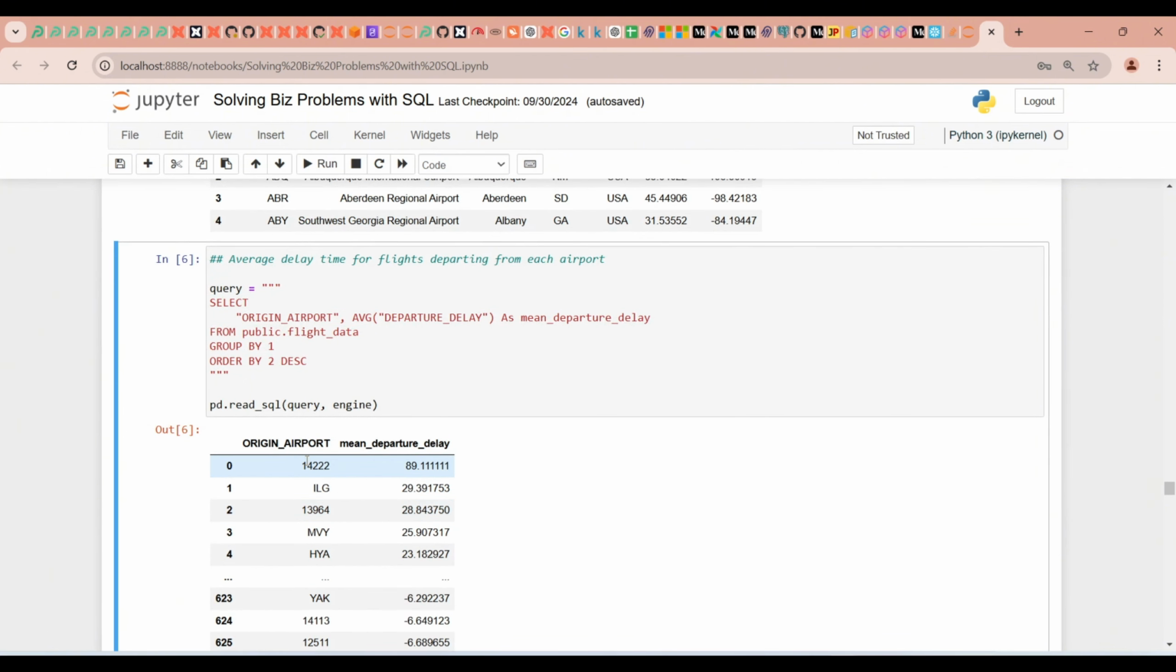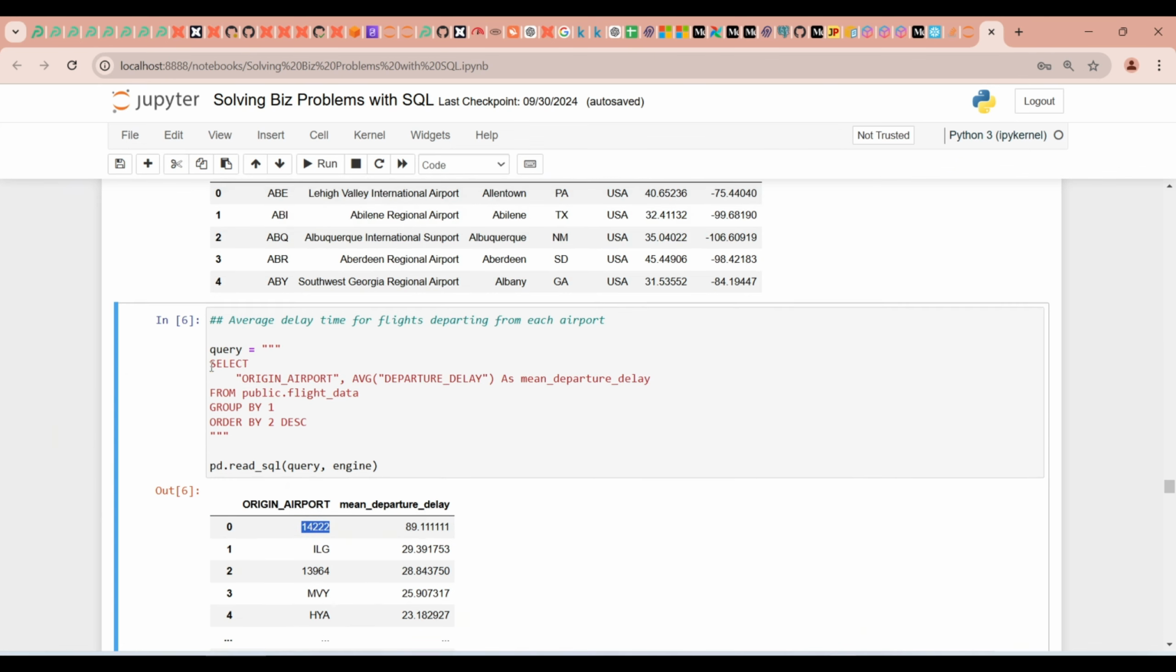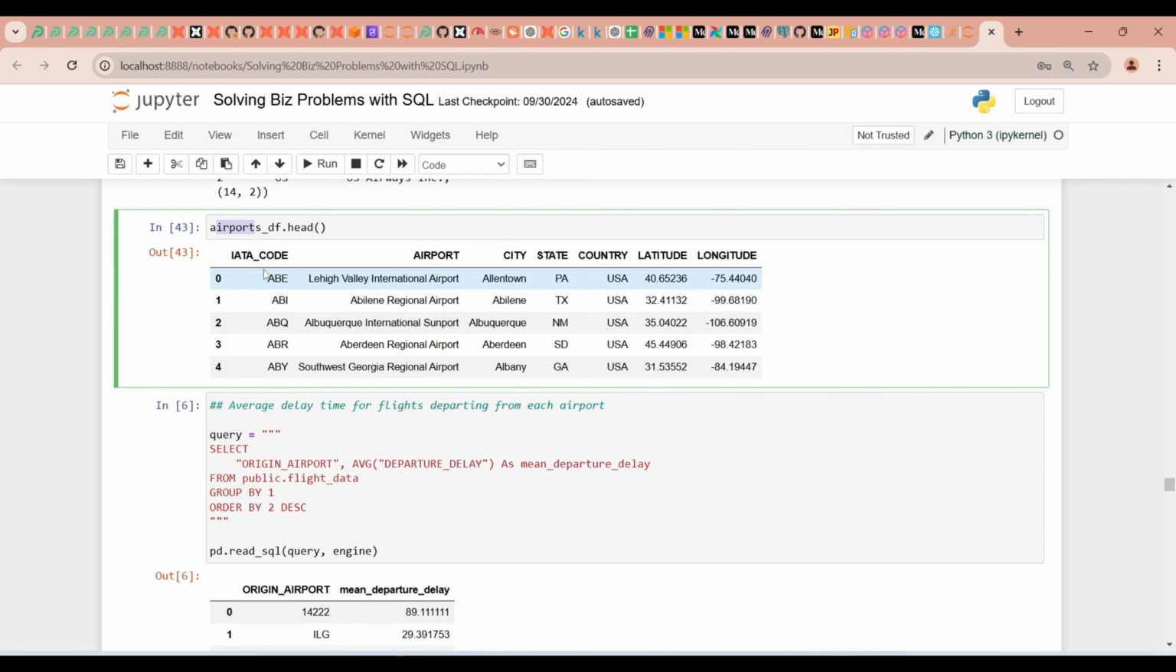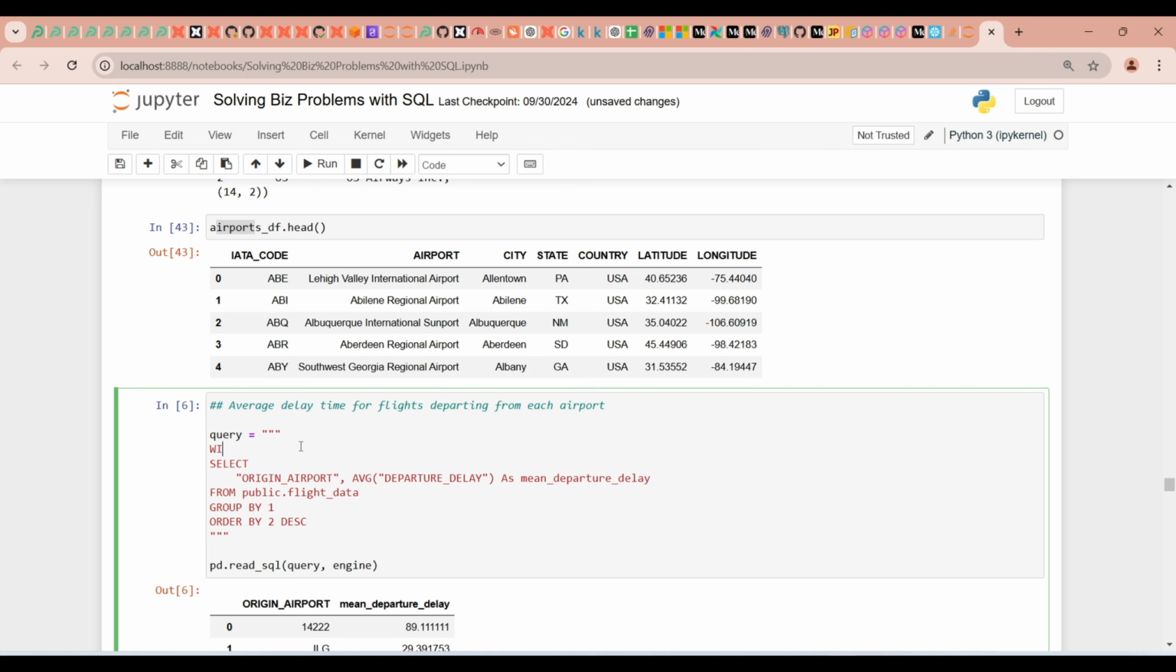Now, in order to identify the name of the airport in particular, you might need to interact with the airport table. We have what we call the IATA code. This IATA code is what we are going to join on with this origin airport, to get the name of the airport. So we can modify this query by using a CTE, which I find ideal.